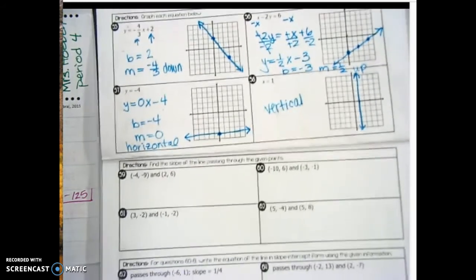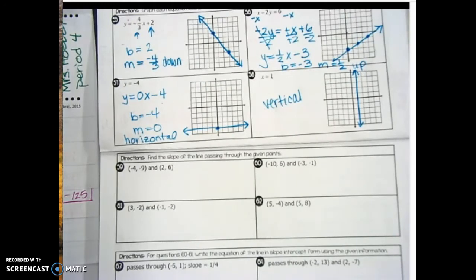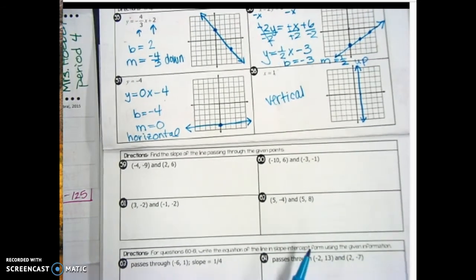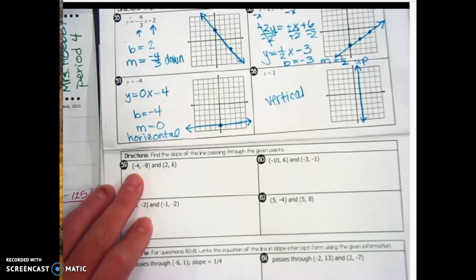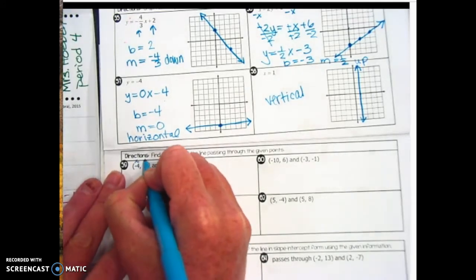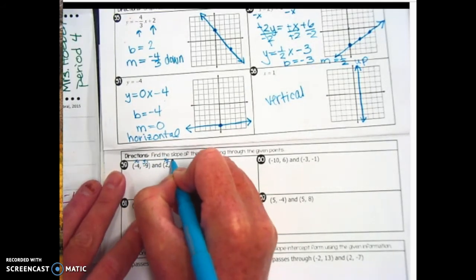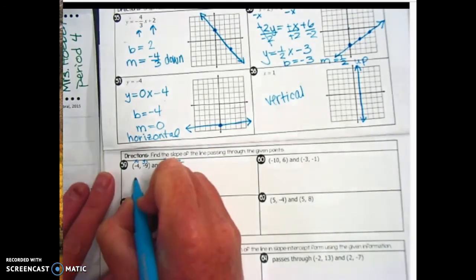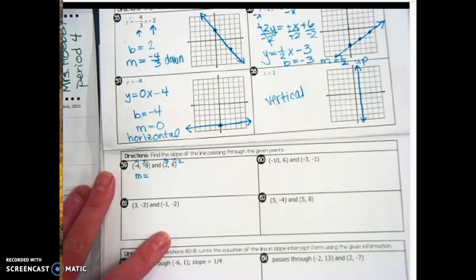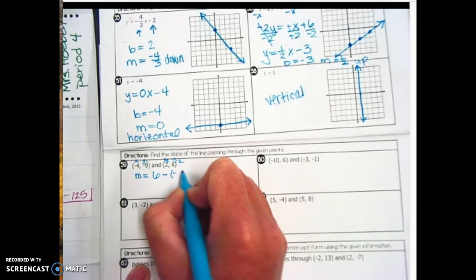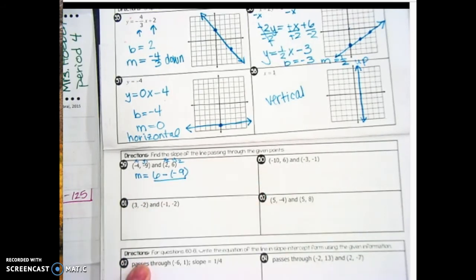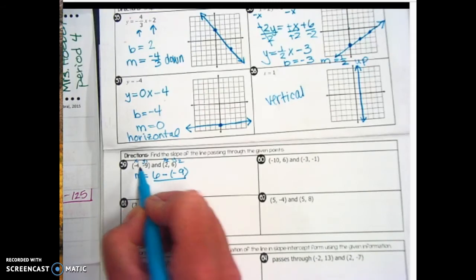All right. Jumping down to box number 59, the directions say to find the slope of the line passing through the given points. So we're going to use the slope formula from up top. If it helps you, you can label your points x1 and y1, x2 and y2, and then plug them into the slope formula. So if you have y2 minus y1, it's going to be 6 minus -9 over x2 minus x1, so 2 minus -4.